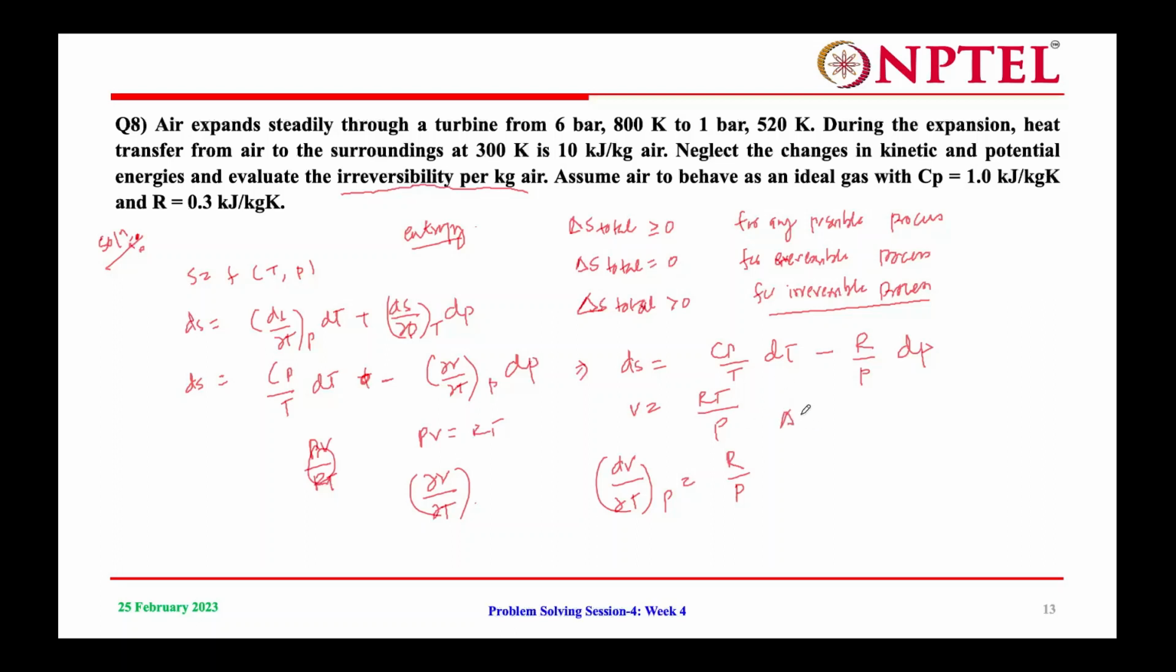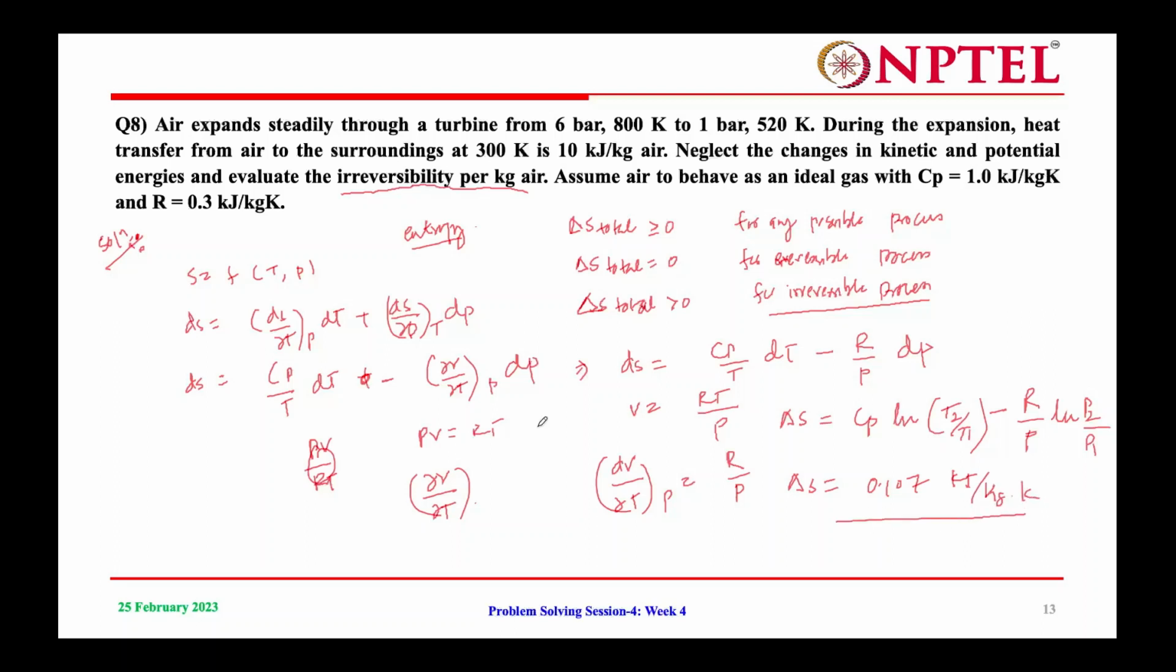So Cp ln(T2/T1) minus R ln(P2/P1), given the temperatures and pressures of the initial state and final state, right? So put in the values and the answer for delta S is 0.106 kilojoule per kg Kelvin.